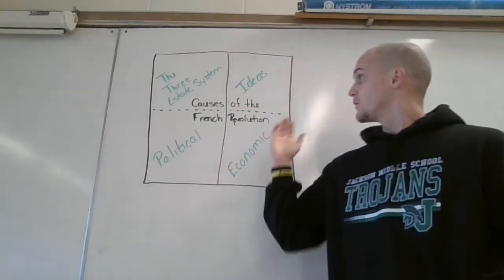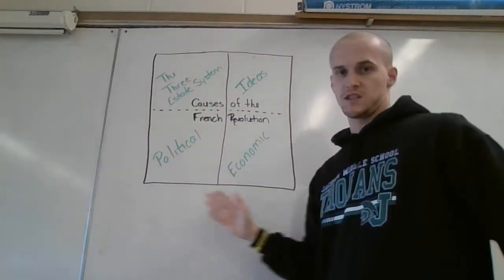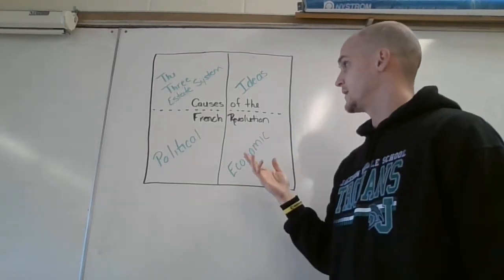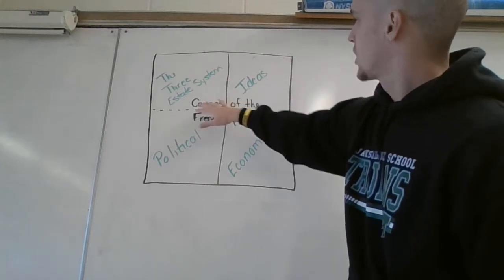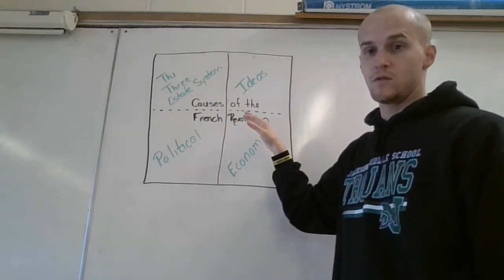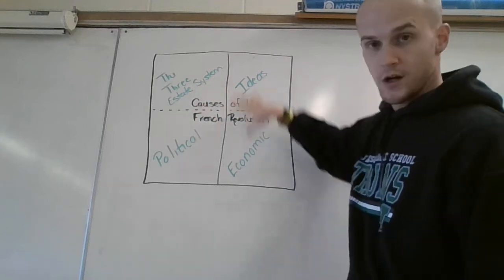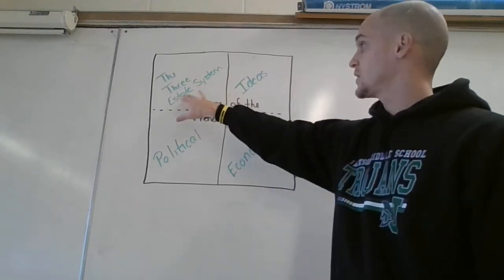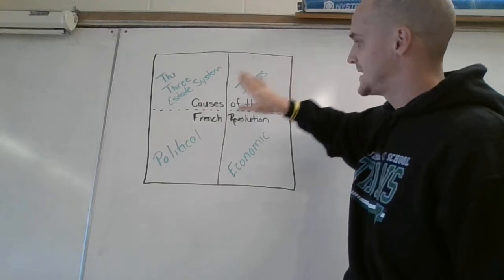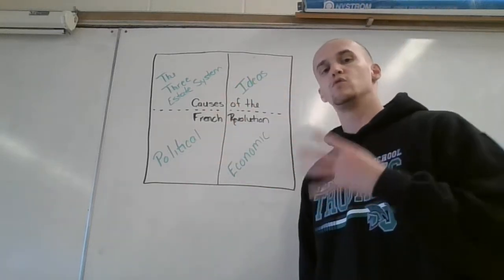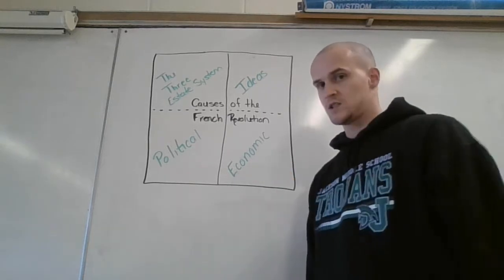Your foldable, the front of your foldable, should look similar to this, except it will be a rectangle. Why I drew mine as a square, I will never know. But, causes of the French Revolution is the title of your foldable, and then you're going to look at the 4 groupings that we have. We have the 3-estate system, ideas, political, and economic. So these are the 4 ways that you can group these causes of the French Revolution.